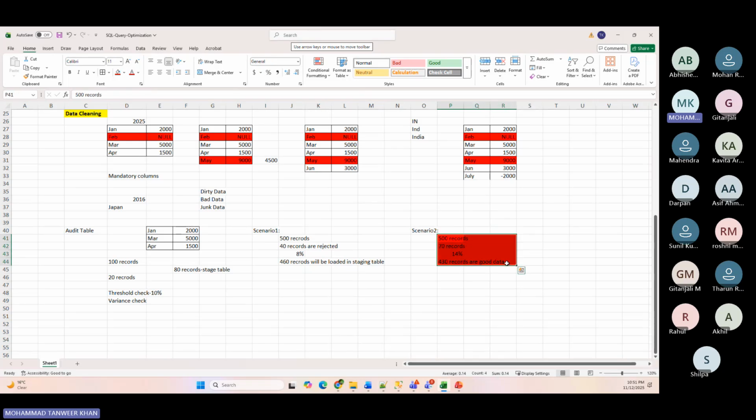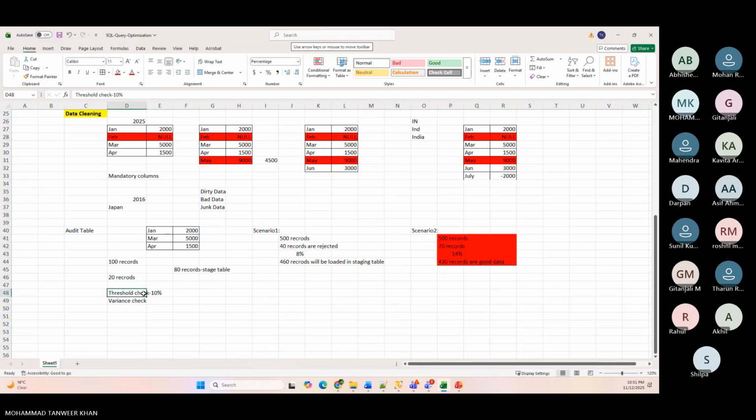I will not load any data at all. I will tell the source team, sorry, we are not going to load any data, send me a fresh set of files immediately. Because if they do not send it immediately, then the stakeholders who are waiting for the report will not get the report. So this is a little bit of a critical scenario.